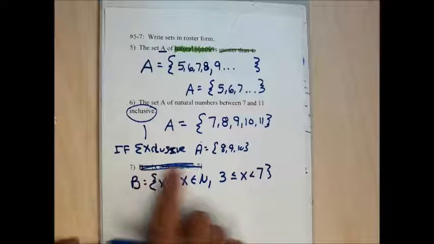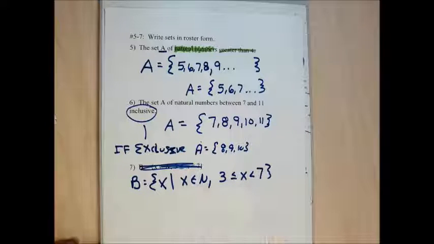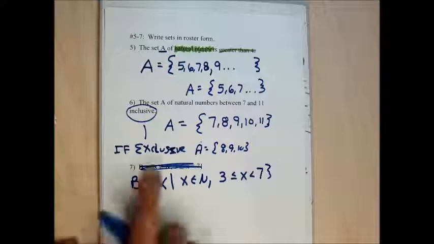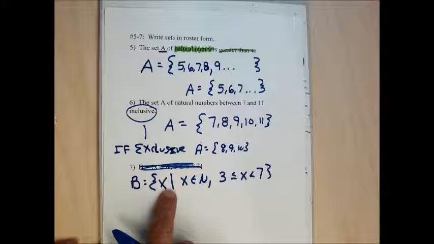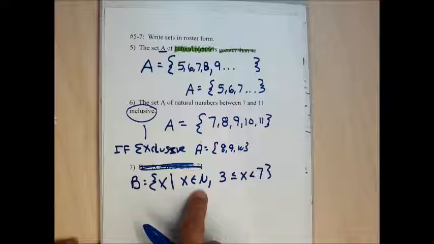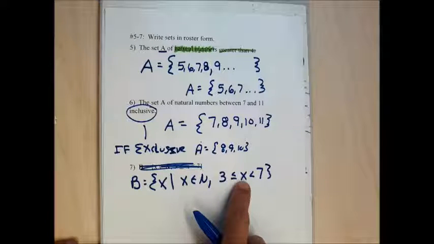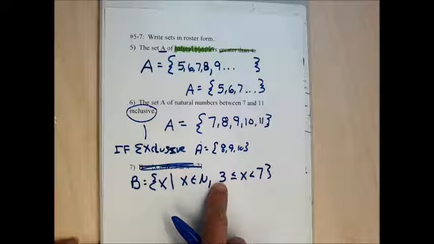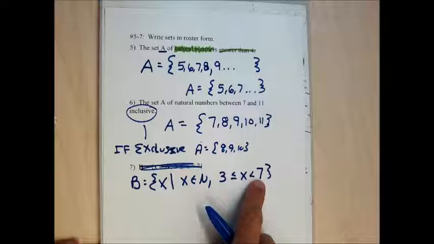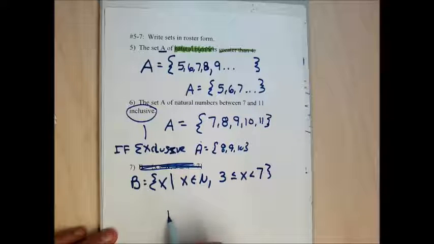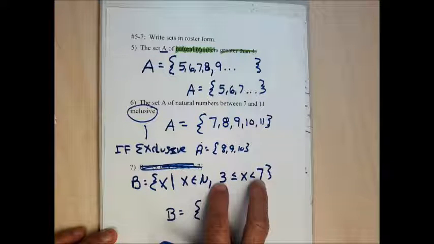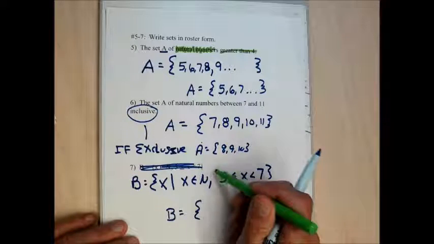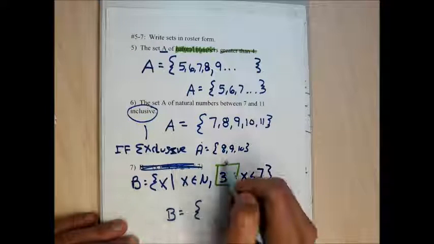I scratched out B because it wasn't written quite right, and I just wrote it how it should be written, and I should fix it on my computer quickly here. So B is a set of all x with the property that x is a natural number and x is between 3 and 7, includes the 3 because of the or equal to, doesn't include the 7 because of no or equal to there. So I know that for set B, I'm only going to put natural numbers, and I'm only going to put the natural numbers between 3 and 7, and an or equal to means to include that number.